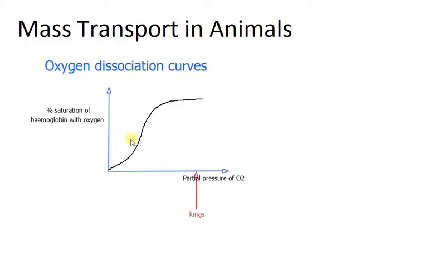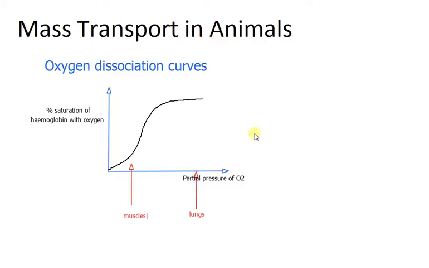At this point on the curve, the percentage saturation is relatively low, and there is a low partial pressure of oxygen. This must mean that this is the muscles, due to the fact that the oxygen is being used up for cells' respiration and the haemoglobin is unloading the oxygen, so they are becoming less saturated.